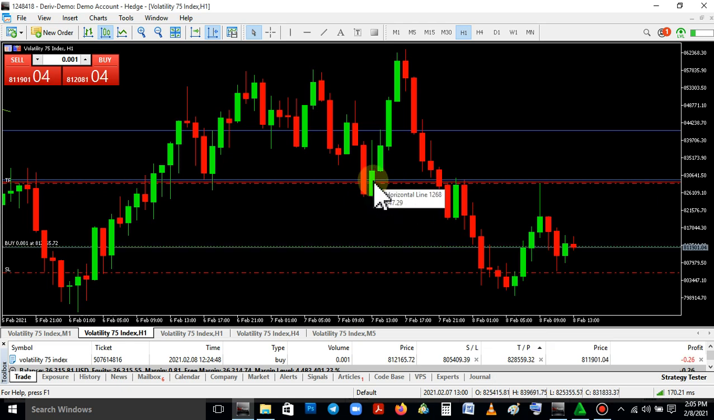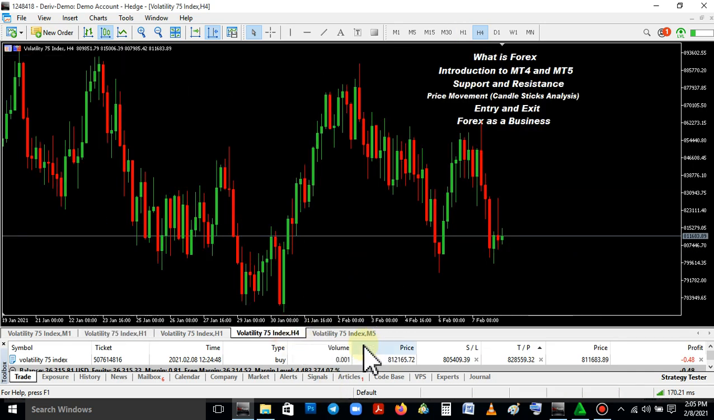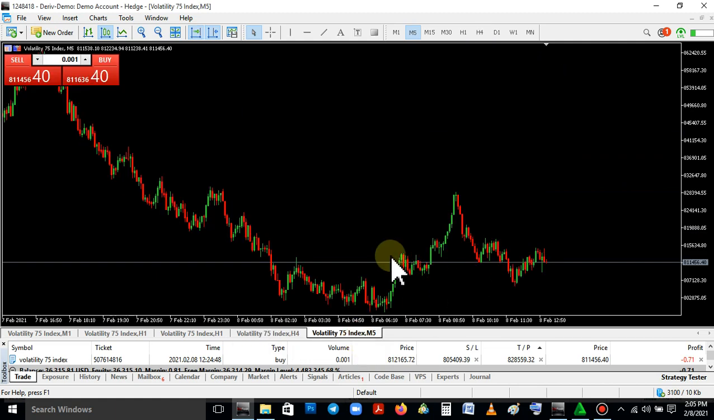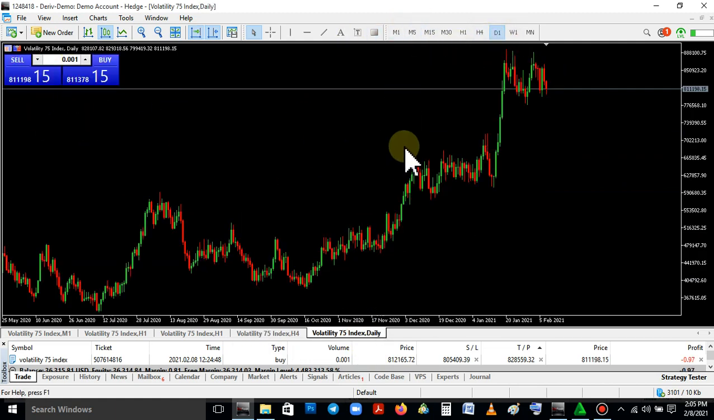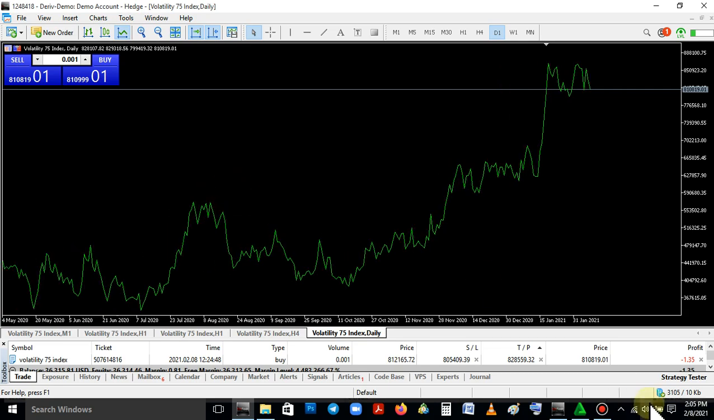Okay, so now I want to show you how you draw support and resistance. The very first thing you do, let's go back to this place. You start drawing your support and resistance from your daily. So when you come to your chart, click on the daily time frame, then come here and change your chart from candlesticks to line chart. Just click it.